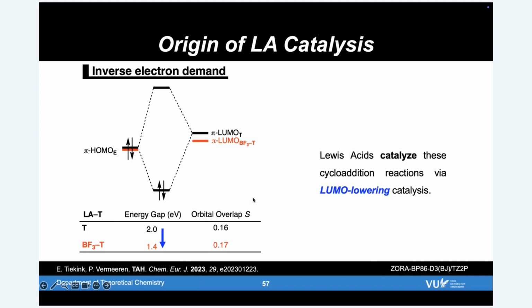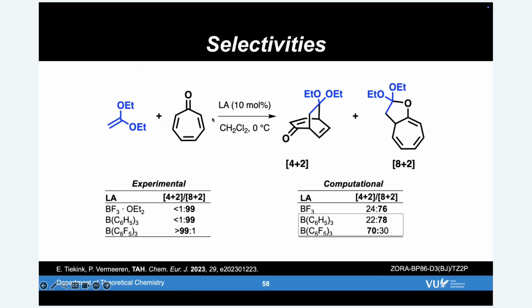Okay, so the Lewis acids catalyze these cycloaddition reactions via LUMO lowering catalysis. And then we are interested in the selectivity. So here we sought to compare the triphenylborane Lewis acid catalyzed reaction with the perfluorinated Lewis acid here, the pentafluorophenyl borane.